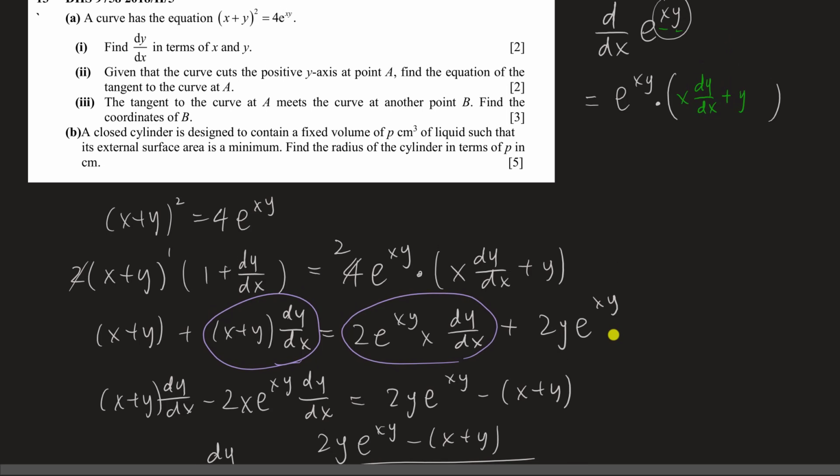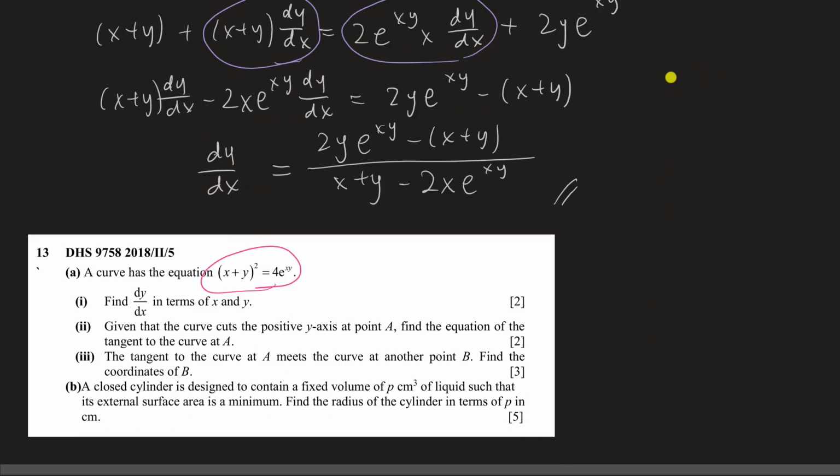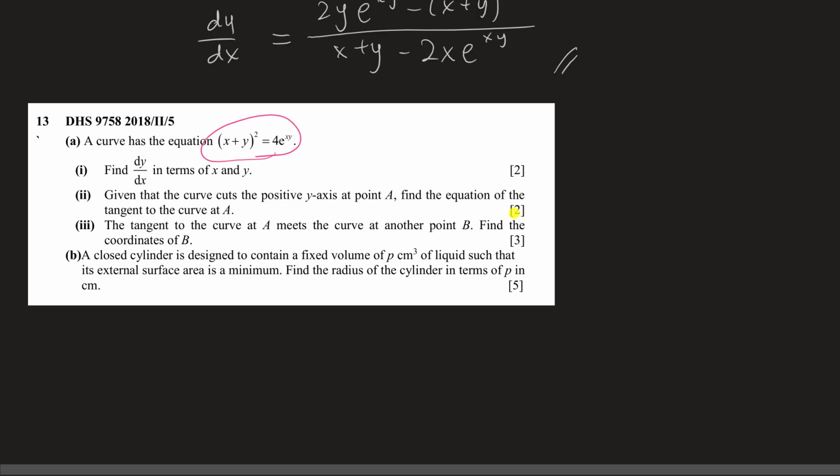Next part, given that the curve cuts the positive y-axis at point A, find the equation of the tangent at A. So taking a look at this function here, if this curve cuts the y-axis at point A, can we find out what is point A? Of course we can, because to cut the y-axis, this is letting x be 0. When x is equal to 0, this will become y squared equals to 4 e to the power of 0, which gives us 1. So y equals to plus minus 2.